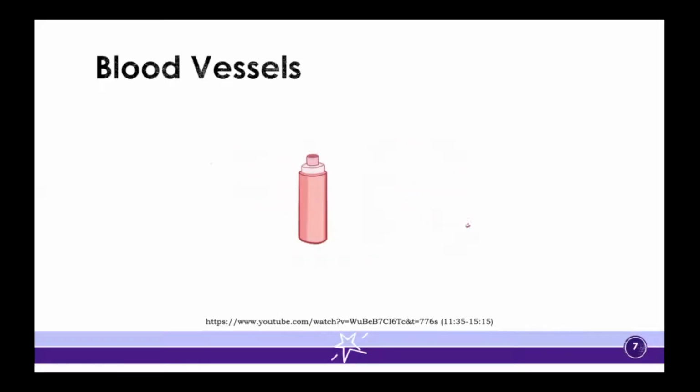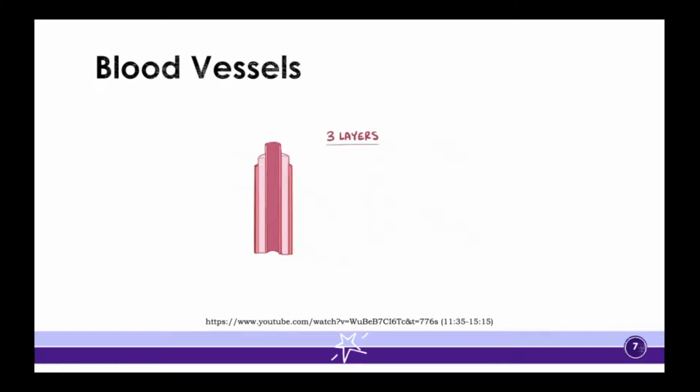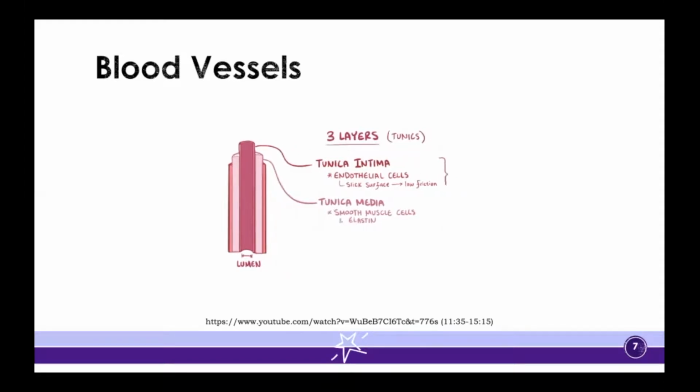If we take a closer look at blood vessels, they have three layers, also called tunics, or coverings, that surround the vessel lumen, which is the hollow part of the vessel that holds the blood. The innermost tunic is called the tunica intima, which includes the endothelial cells, which create a slick surface that minimizes friction for blood moving through it. Next, there's the tunica media, or middle tunic, which is mostly made of smooth muscle cells and sheets of elastin protein. Both the cells of the tunica intima and tunica media generally get the nutrients they need from the blood in the lumen.